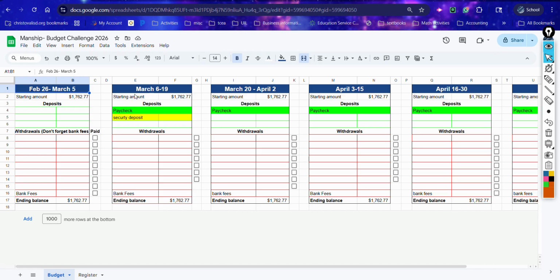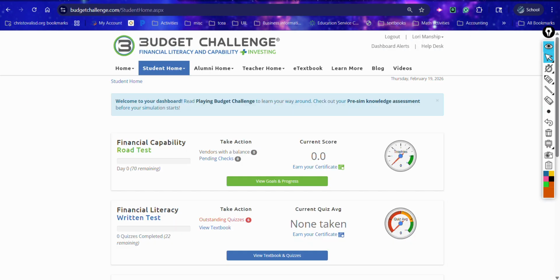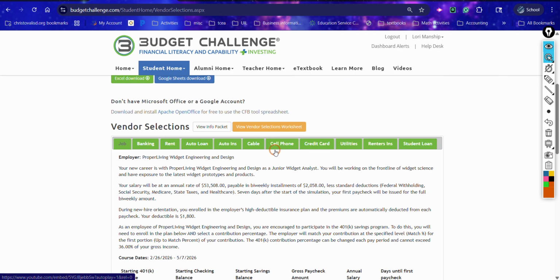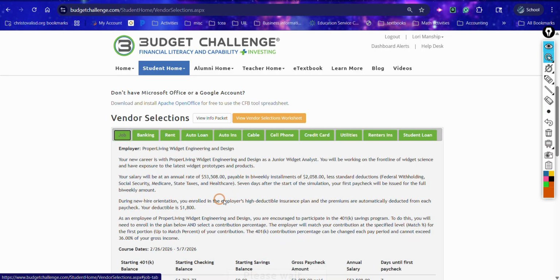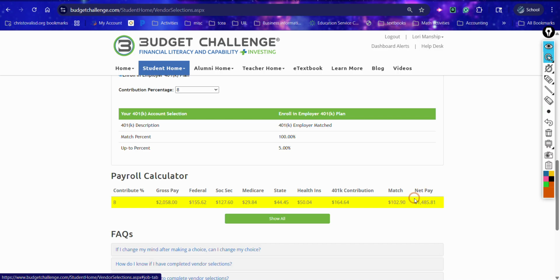Look at the top, you'll see they're broken down into the weeks, and it'll start by getting your paycheck the next time. So we need to figure out how much we're going to get paid in our paychecks. To do that, you go to Student Home, go to Vendor Selections, and then you will go down until you see your job. You're going to go down until you find the net pay. That's how much you're going to get paid.